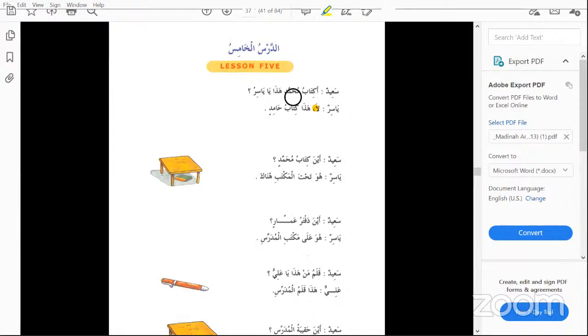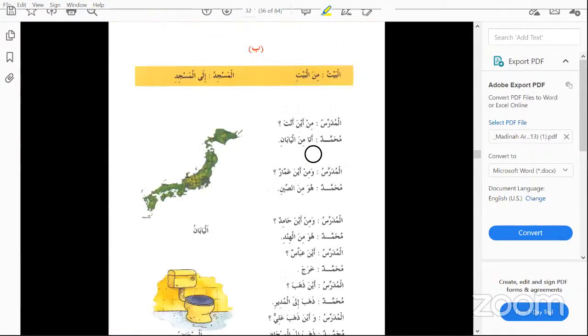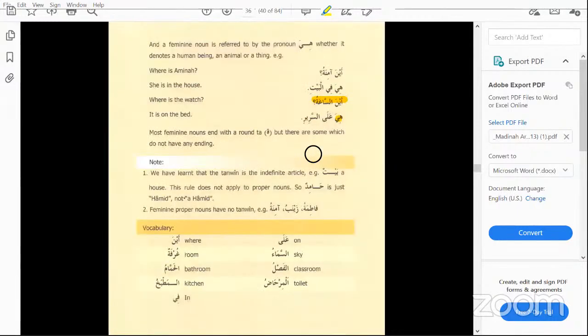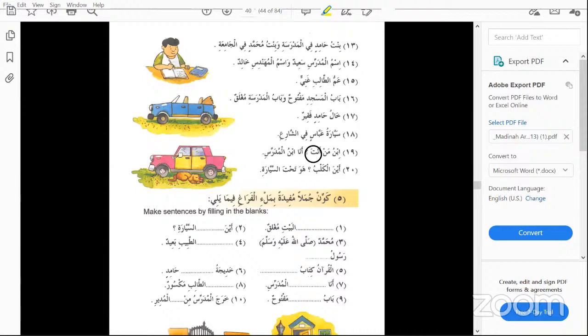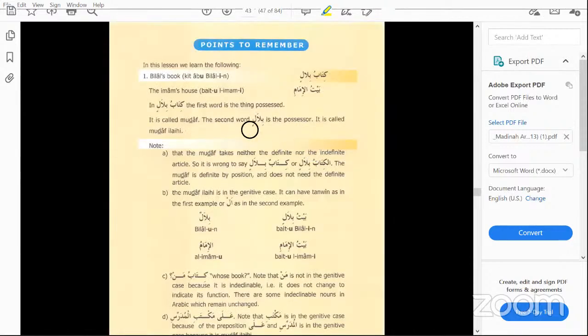Now I've got a question for you. Why are you reading Kitabu Muhammadin? Because it belongs to Muhammad. So you've got to put the kasra under it. I forgot the name for it again. Let me go back to the page where it talks about mudaf ilayh, so that it reminds you. This one over here. Kitabu Bilalin, Baytul Imami. It mentions that if you read this note and read A and B, that'd be much appreciated. Then I'll go through the lesson. Okay.